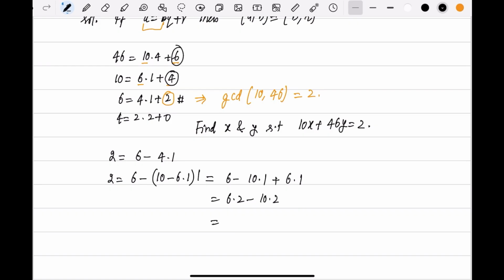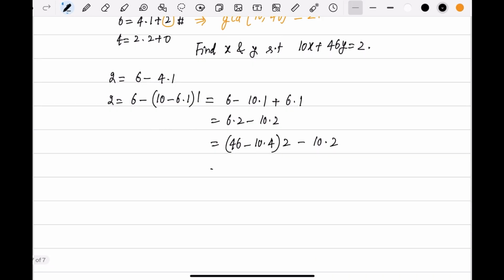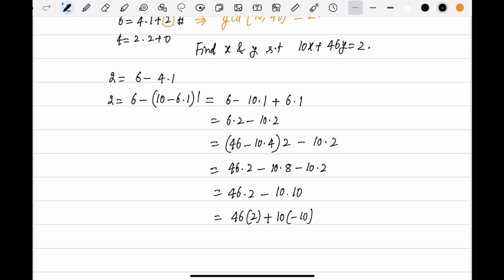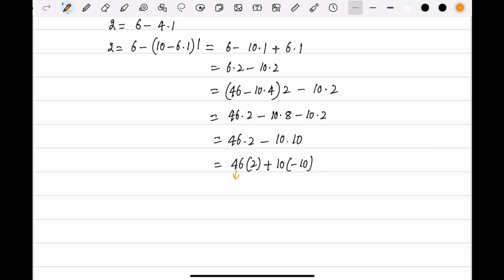But in the previous step we have the value for 6 also. Now 6 is equal to 46 minus 10 into 4. Multiplying by 2, this is equal to 46 into 2 minus 10 into 8 minus 10 into 2. So this is equal to 46 into 2 minus 10 into 10. So here 46 is our a, 10 is our b, 2 is our coefficient for 46, and minus 10 is the coefficient for 10.